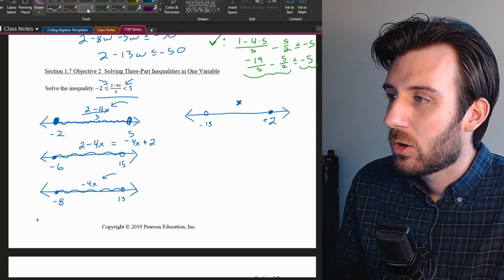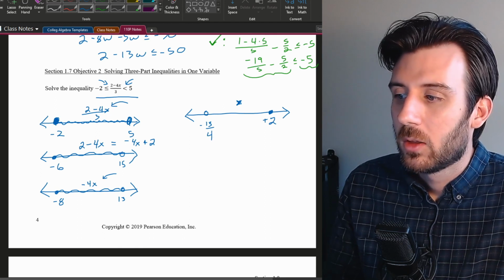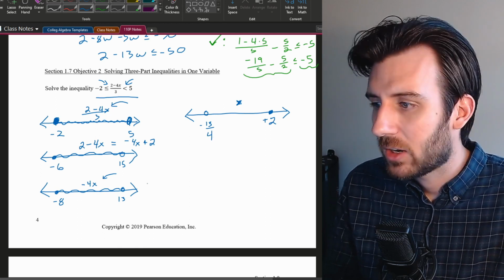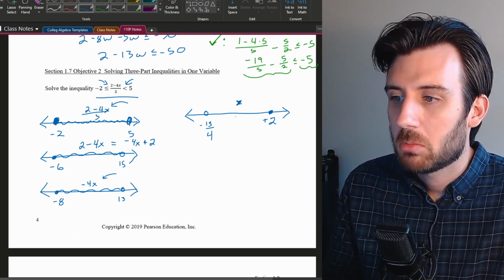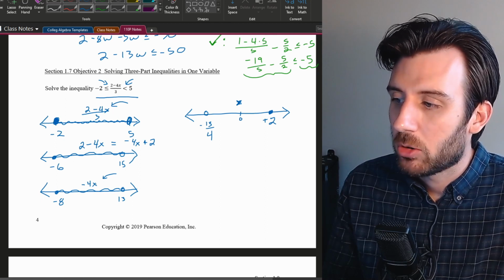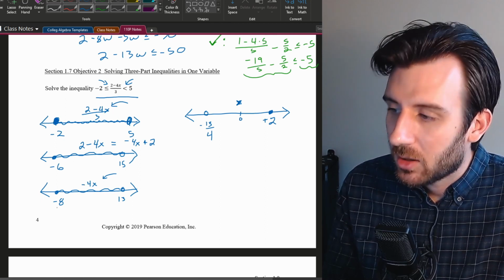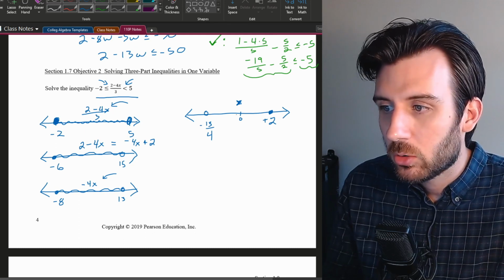So we got -13 over 4 and a +2 as my new reference values. Is my shading on the inside still? Did I accidentally lose that? Well, we can always test a number. Let's try a number that's easy. Let's choose 0 and say if I took 0 and I multiplied it by -4, would I end up between -8 and 13? Absolutely, so that's included.